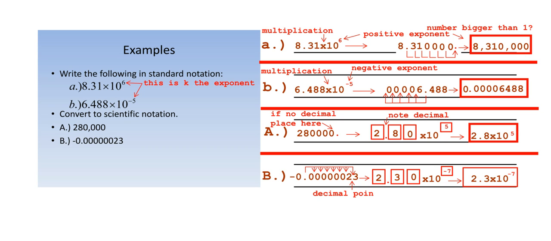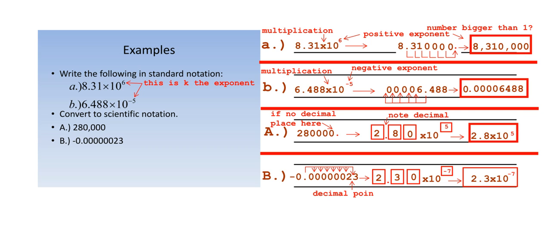Take a look back at our original number. Negative point and then several zeros, 2, 3 at the end, right? So it became 2.3 times 10 to the negative 7. Did you notice that? We're not done yet, right? What are we missing? We're missing something.